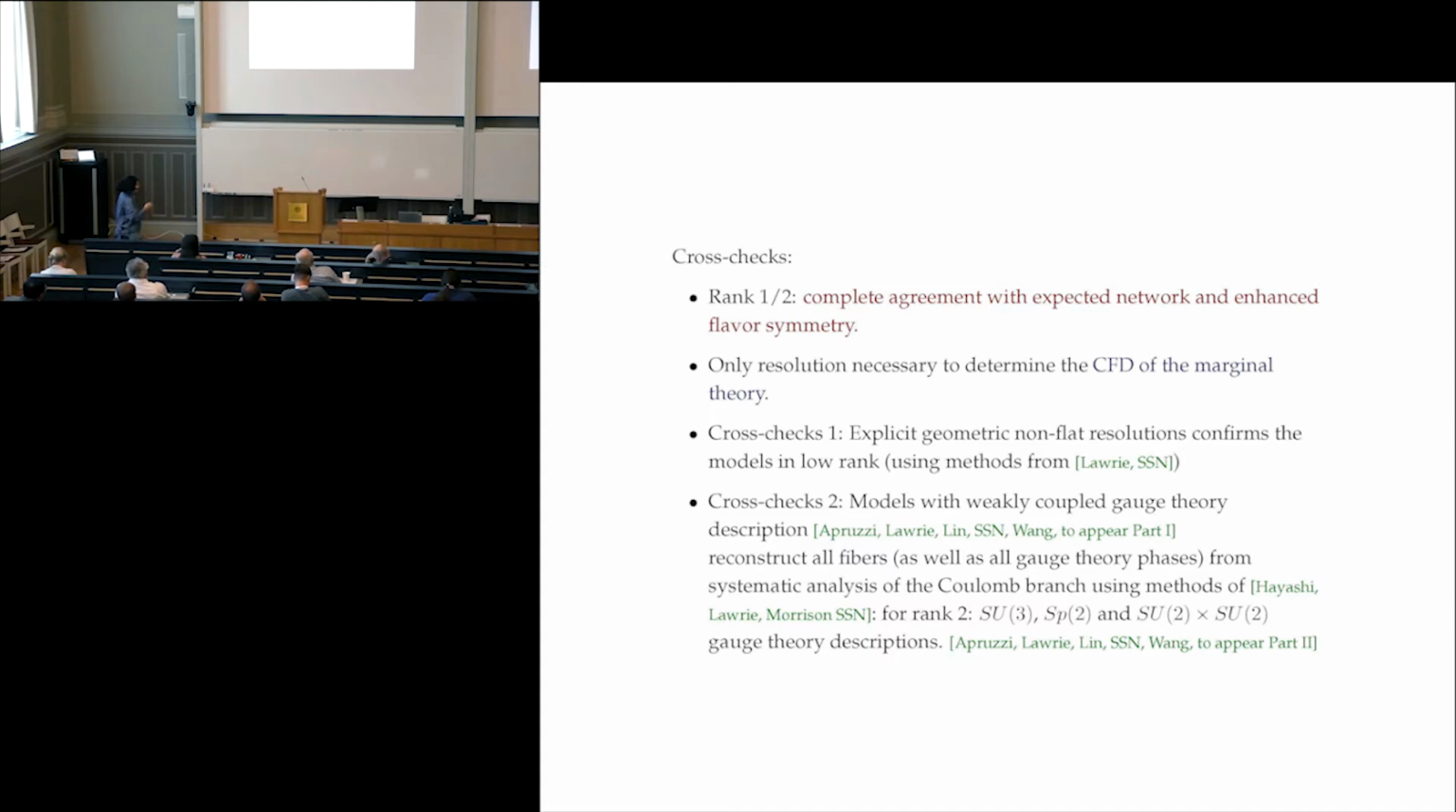Okay, so how can we back this up? First of all, there are explicit geometric resolutions for these cases. So this is not just doing some graph operations. We actually do check that this agrees with some non-flat resolution in each case. There's also a gauge theoretic cross-check. You can map out the Coulomb branch for these theories and match at least those theories that have a weakly coupled gauge theory description. In this case, SU3, Sp2, or SU2 times SU2.